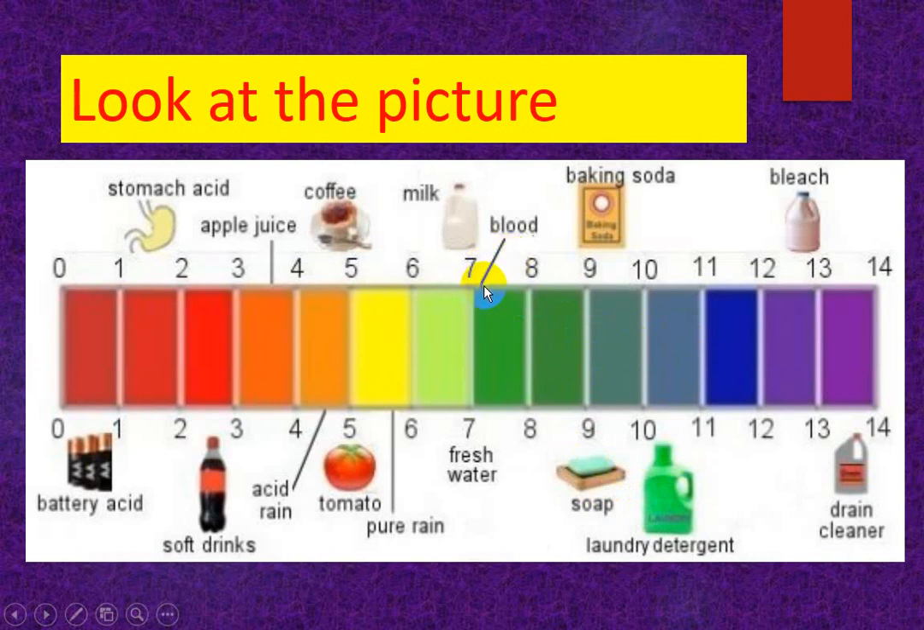Have you tasted blood? This is a beta test. I tested blood. What is the taste? This is also saliva. This is also basic maybe. I find it salty. Okay, this is tomato. This is acidic. Acid rain is acidic, 4 point something, maybe 4.5.